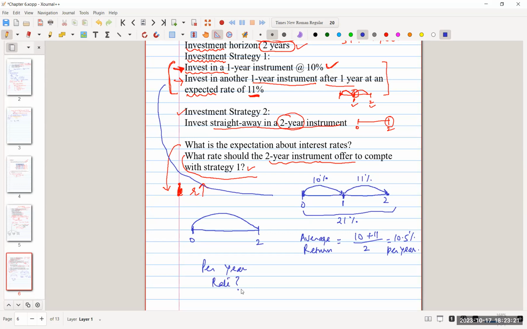In the first strategy, the per year rate on an average that you got was 10.5%, broken into 2 components, 10% for the first half, 11% for the second half. But if there are no first halves and second halves, there's just one whole consolidated time period of 2 years, then what should be the per year rate? What should this instrument quote? That we are offering you an interest rate of what % per year or per annum, so that this is in no way inferior than the previous strategy.